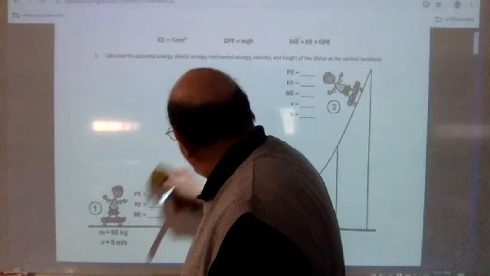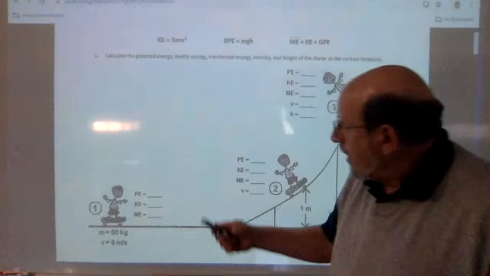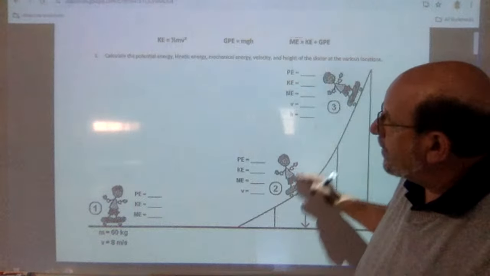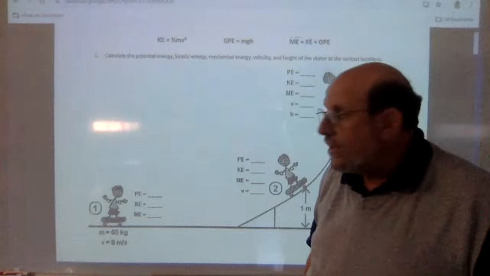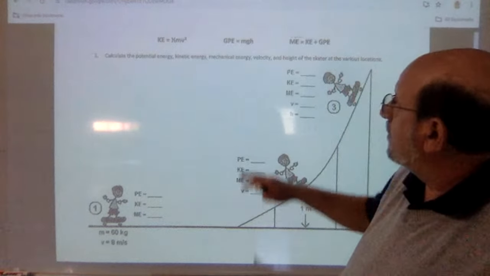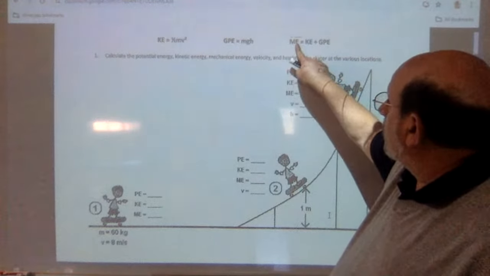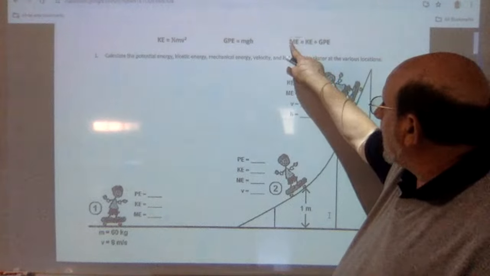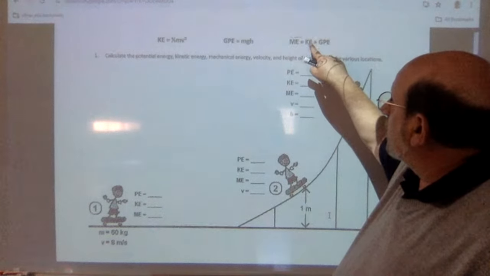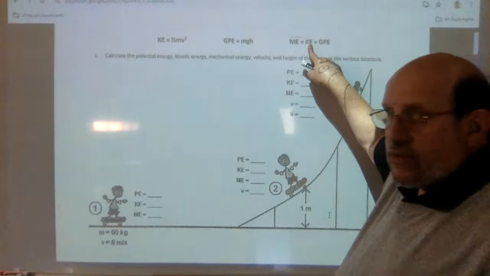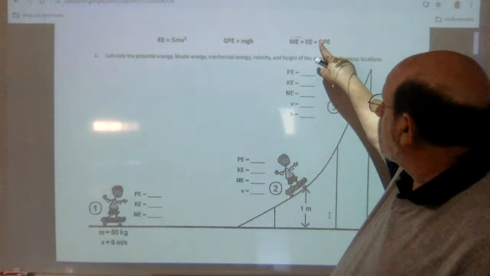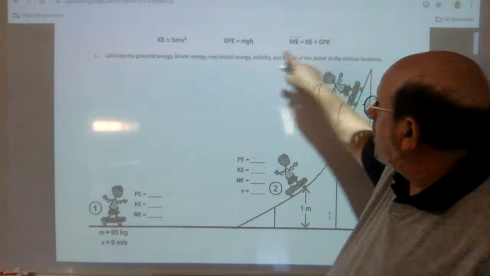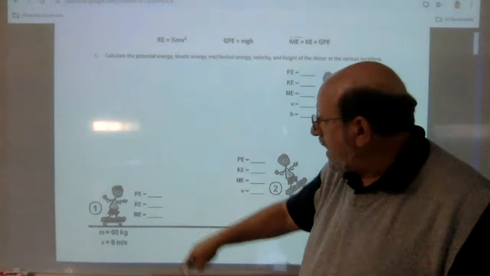I'm going to erase a little bit. There was something left over. So we have the first page, which has to do with the conservation of energy. All we need to know is that the total energy in the system, the ME, or mechanical energy, is equal to the kinetic energy, energy of movement, plus the gravitational potential energy in the system.